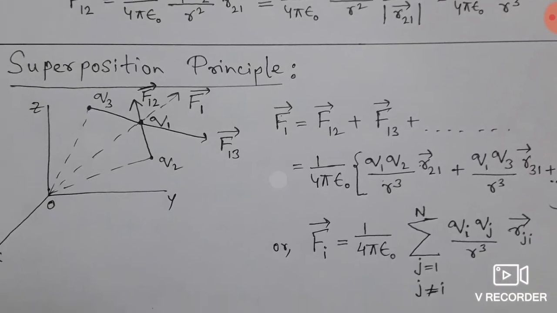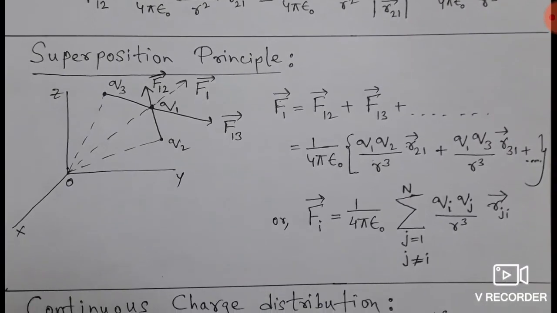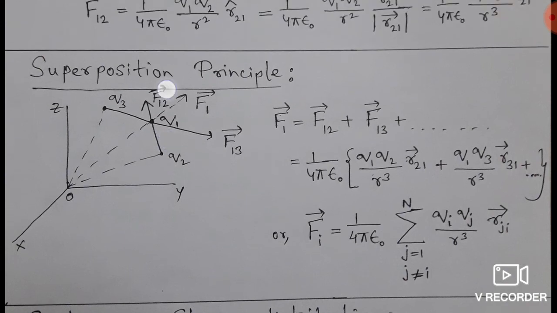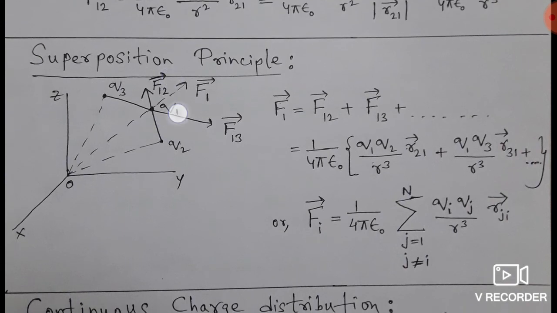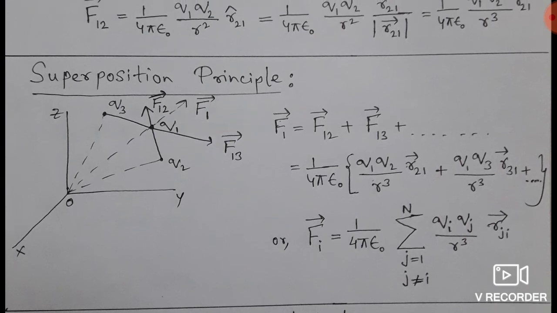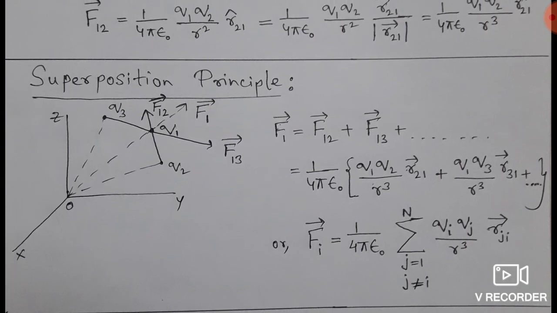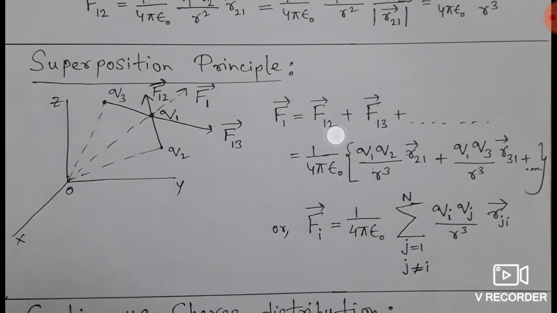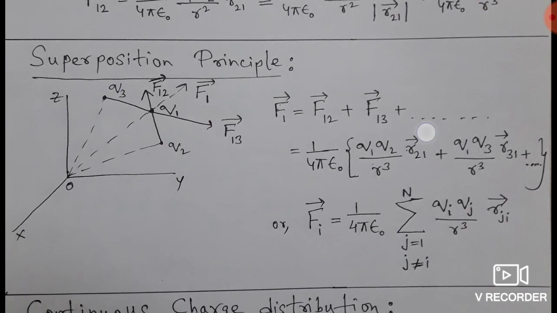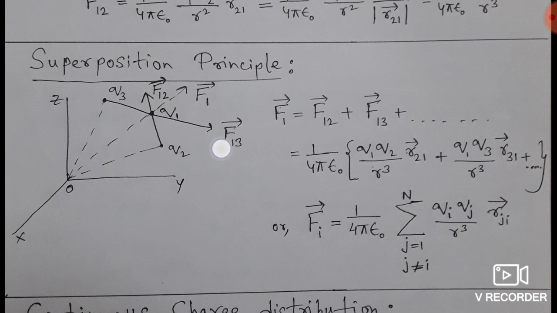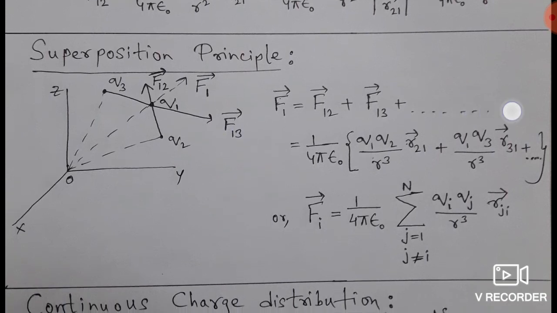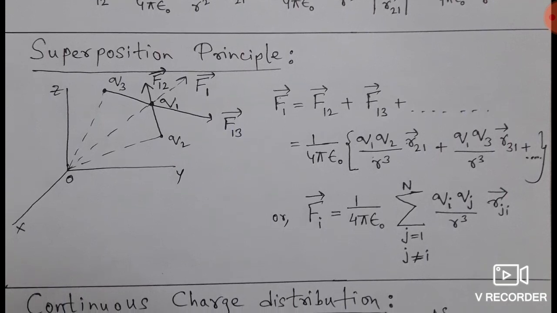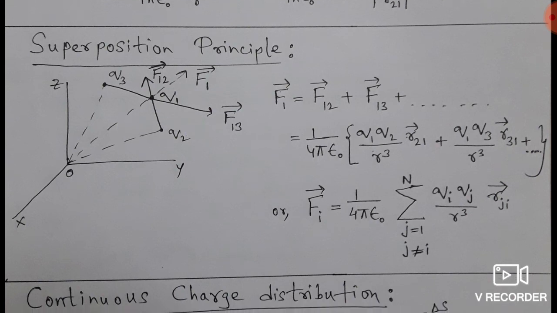So F1 is here, and the force on Q1 due to Q2 is F12. The force on Q1 due to Q3 is F13. So Coulomb's superposition principle states that the total force F1 on charge Q1 is equal to the vector sum of all the forces F12, F13, F14, F15, up to F1n, if there are n number of charges.